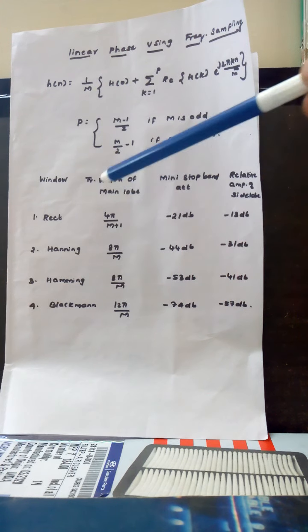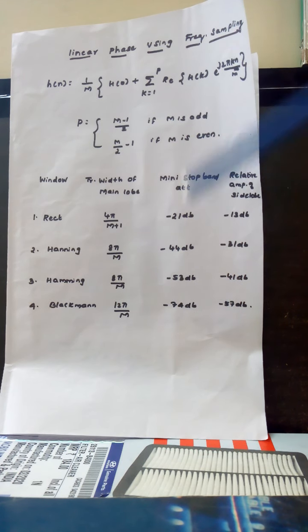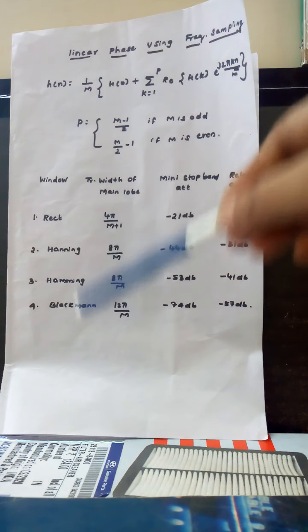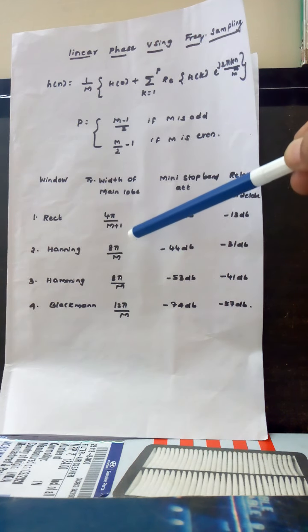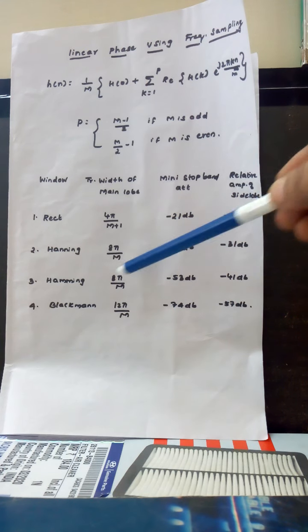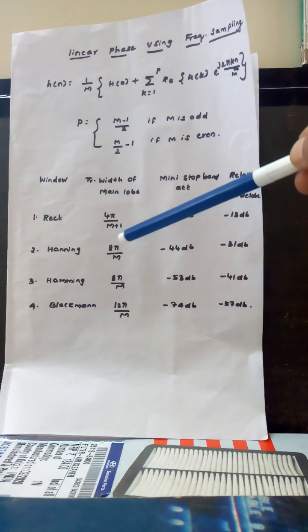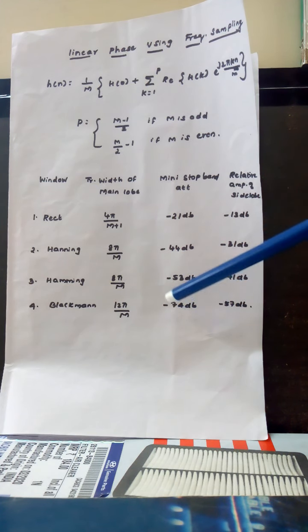So we have to remember this stop band attenuation for all the windows, as well as the transition width of the main lobe. Using this condition, sometimes we have to find out the order, the length of the filter, here.